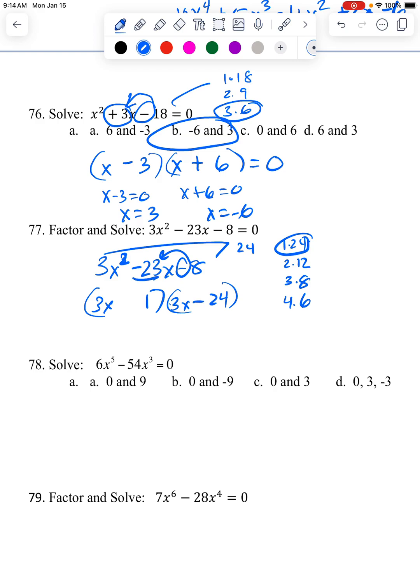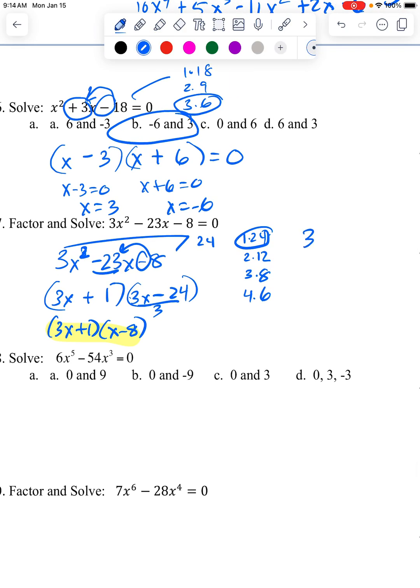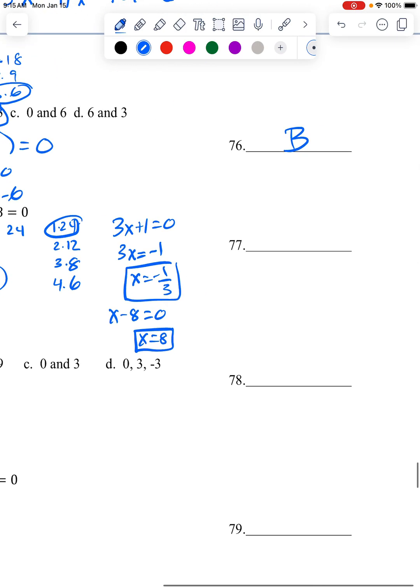To get a -23, I'll need a -24 plus 1. This doesn't reduce by anything, but here I could divide out a 3. So my factors turn out to be these two. And then I'm solving. I'm trying to get what makes that 0. So I'll need to find out what makes this 0. I'll have to subtract over the 1 and divide by 3. And then in this one, to find out what makes that equal 0, I simply add the 8 to the other side. So I'm looking for a negative 1/3 and then also an 8.